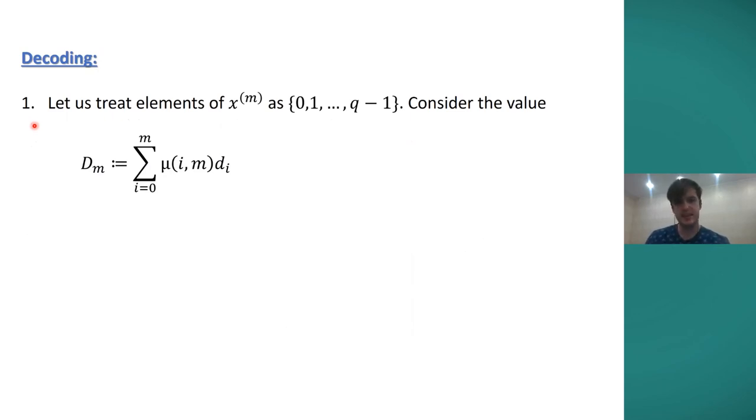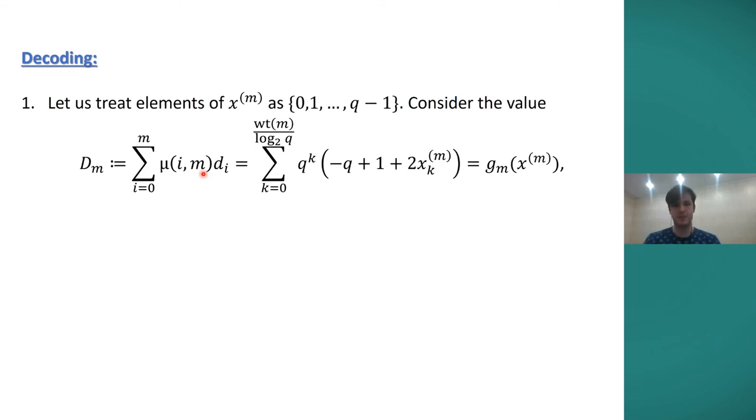And to this end, we're going to take some specific linear combination over distances. So basically we take a linear combination of distances with coefficients which are values of the Möbius function. The second argument here is just M, because it corresponds to the last piece. And because we require just the two properties that I mentioned on the previous slides, we can prove that this linear combination is basically a function of the last part of our vector X.